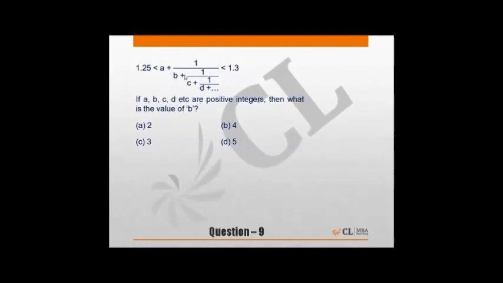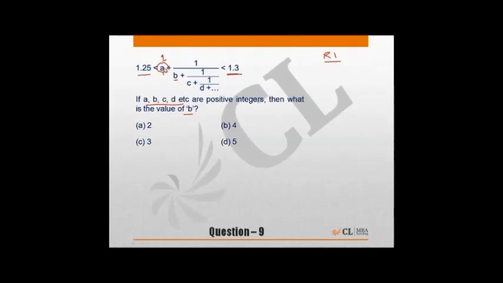0.25 is less than a plus 1 upon b plus 1 upon c plus 1, etc., etc., and this is less than 1.3. a, b, c, d are positive integers. What is the value of b? A round 1 question from numbers, which we have done, at least I have done a number of times this kind of question, and you can easily do it with the help of choices also. Okay. Now first of all, in this question I would say a has to be equal to 1, because it is lying between 1.25 and 1.3, so a has to be 1.